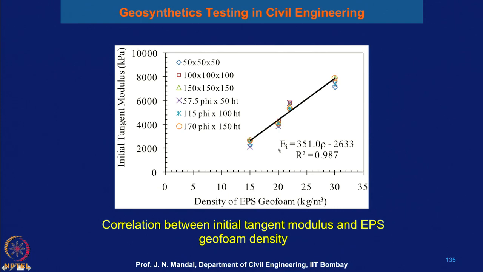So, that means initial tangent modulus will be 358.10 times rho minus 2633, where the R square value is 0.987. So, if you know the density of the sample or density of the EPS geofoam, then you can determine the initial tangent modulus of the geofoam material.